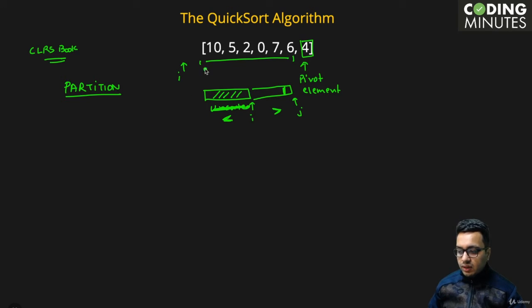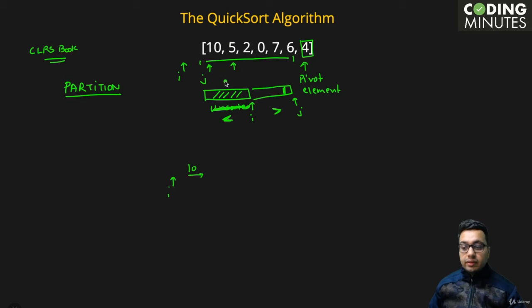Okay, so in the beginning i is at, let's say, -1 and j is at 0. So what we will do, we will iterate from left to right, and we will compare whether 10 is smaller than 4 or it is greater than 4. So what we came to know is that 10 is greater than 4. So I will not move, but j will move. We have processed 10, so j comes here.